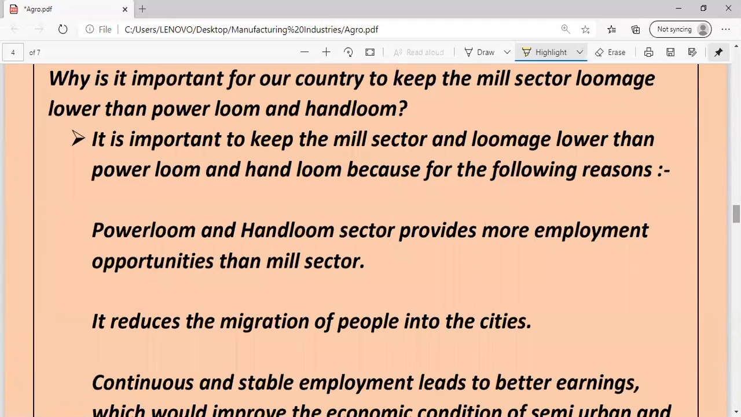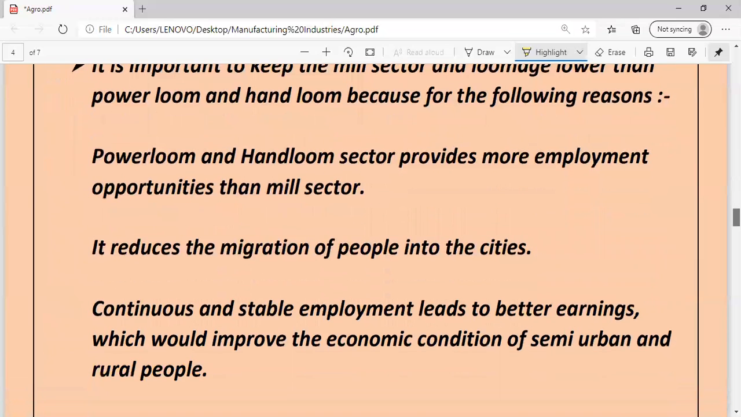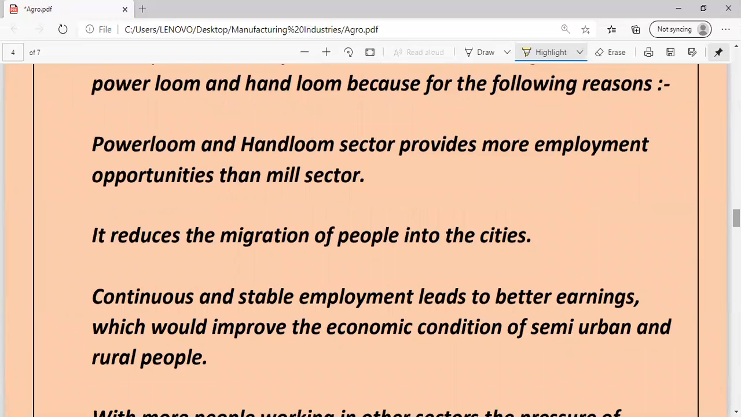Now, why is it important for our country to keep the mill sector loomage lower than power loom and hand loom? Why are we not giving importance to mills over power loom and hand loom? We are not giving importance to big mills because of the following reasons. The power loom and hand loom provide more employment opportunities than the mill sector. That is, if we construct a lot of mills, employment opportunities cannot be provided because it would be machine based, capital intensive. A lot of machines would be there, manpower would be less.